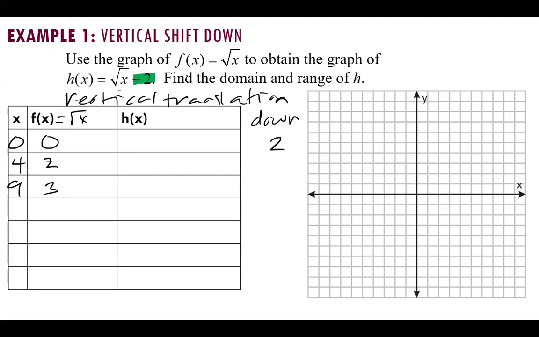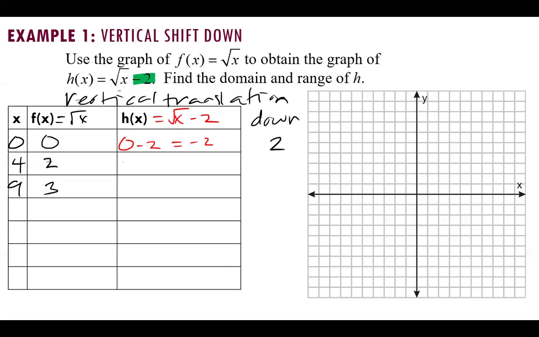H of x is telling us that we're going to shift down 2 units. So h of x is saying that we're taking our square root function and shifting down 2 units, which means that I'm taking my current y values and subtracting 2 from each one of them. Does that make sense? My current y value here is 0, minus 2 is now going to put it at negative 2. Does that make sense?